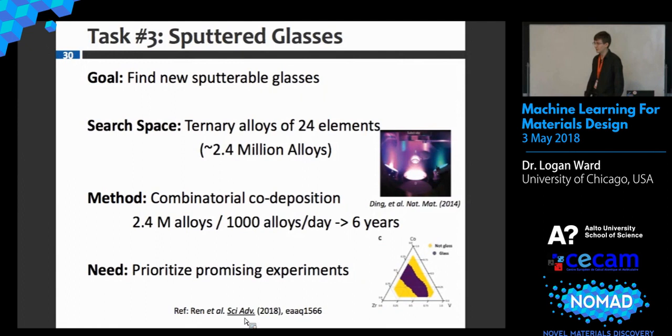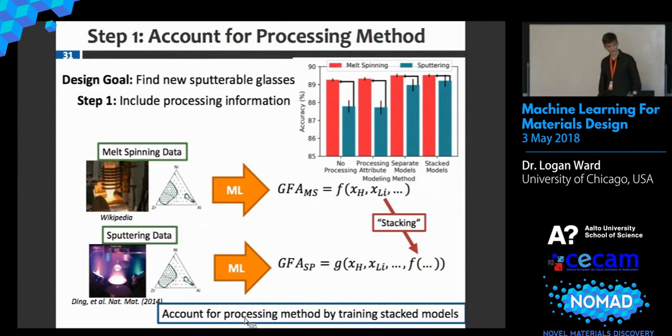So the third test we explored was how to find new metallic glasses based on a sputtering technique. So sputtering is used to create wear coatings for materials based on metallic glasses. And to try to find new alloys, we explored a ternary space of around 2.4 million alloys. These are combinations of 24 different elements that are easy to use in deposition equipment. So even with automated high-throughput computational or experimental techniques, it would take about 6 years to evaluate all of these alloys if you could do so 365 days a year. So certainly this warrants machine learning for identifying where are the most likely experiments that would yield the most useful materials the most quickly. So here we started by tuning our machine learning model for processing conditions.